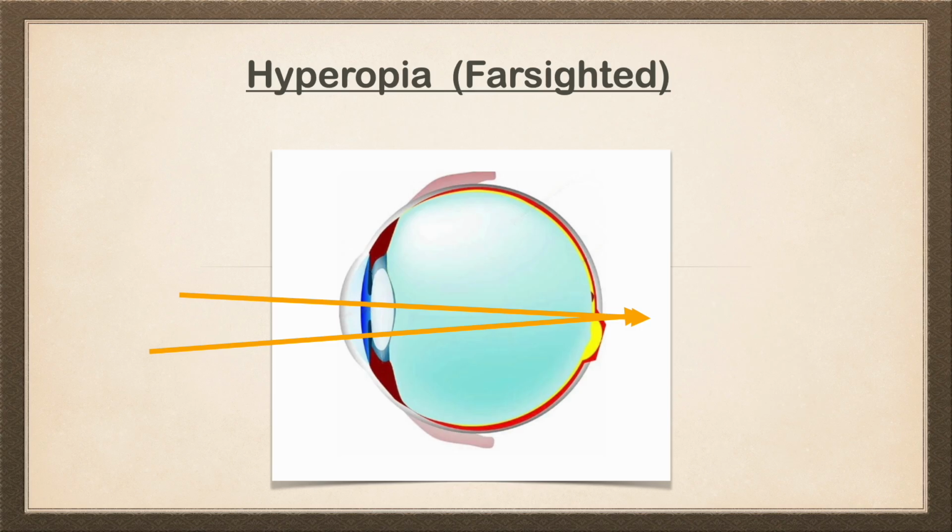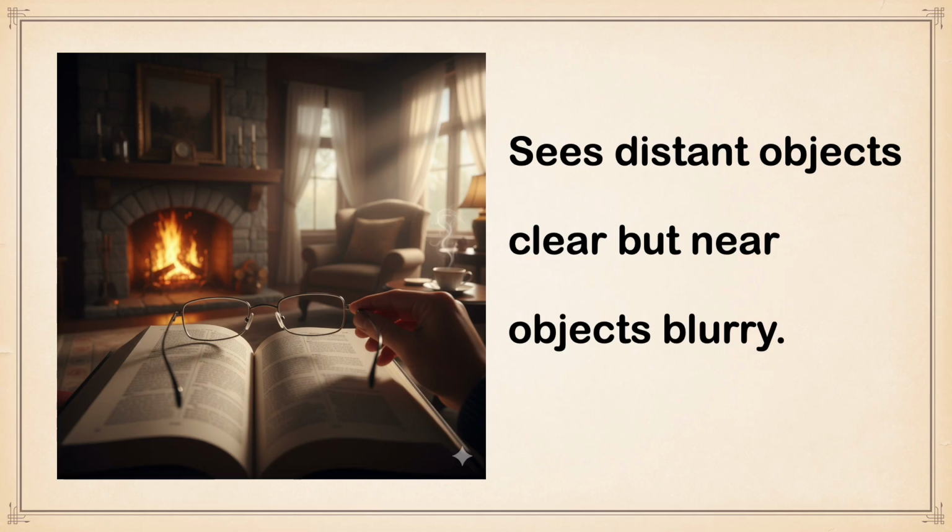Hyperopia, or farsightedness, occurs when the light rays enter the eye and focus beyond the retina. This may be as a result of defects with the cornea or the lens, or in some instances, the eye itself may be shorter than it should be. A person with hyperopia sees distant objects clear, but near objects blurry.